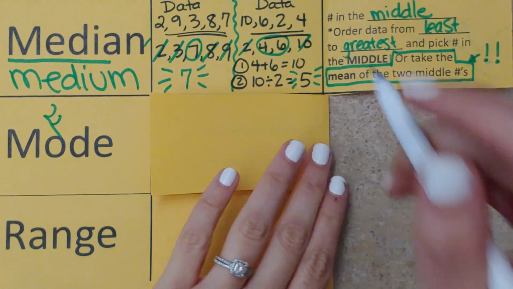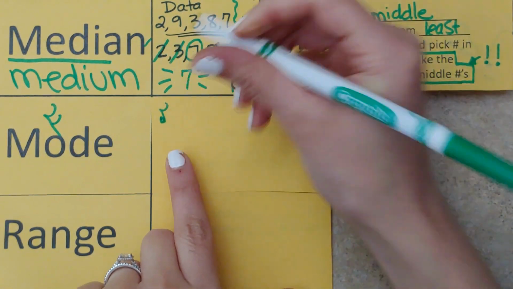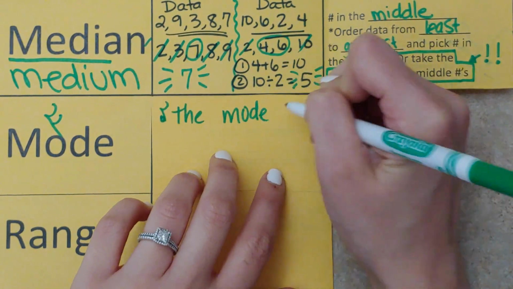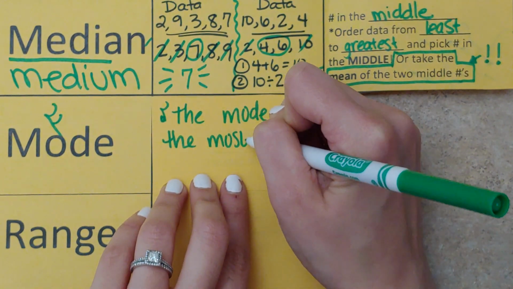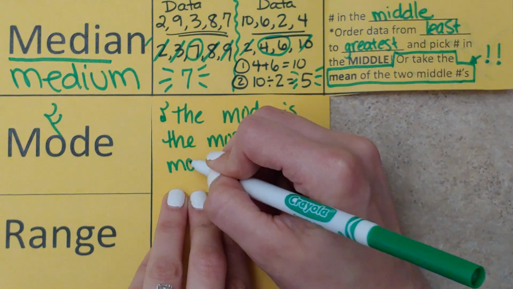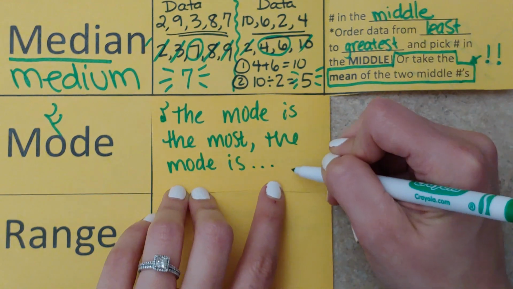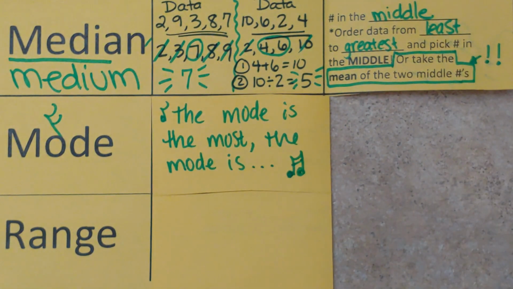Now we're going to jot that down on the outside flap to help you remember that goofy little song. The mode is the most. Dot, dot, dot. And add a couple more music notes to help you remember it's a goofy little song.